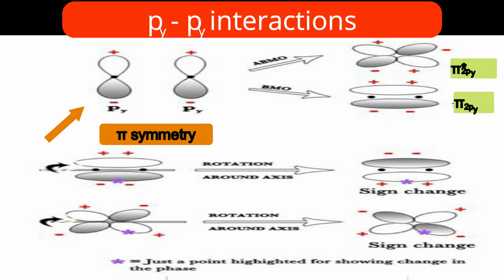Second condition, combining atomic orbitals should be of the same symmetry. About the internuclear axis, if we rotate the orbital, we will find that a positive lobe will come to the negative side or a negative lobe will come to the positive side. And that will be the case for any py orbital. So both have the same symmetry. Therefore, these orbitals are suitable to form molecular orbitals. So py and py can interact to produce molecular orbitals. But there is one more condition, the last condition: there should be appreciable overlap.